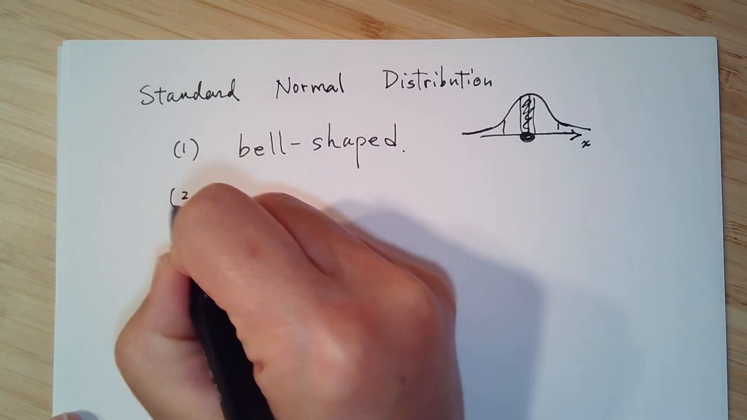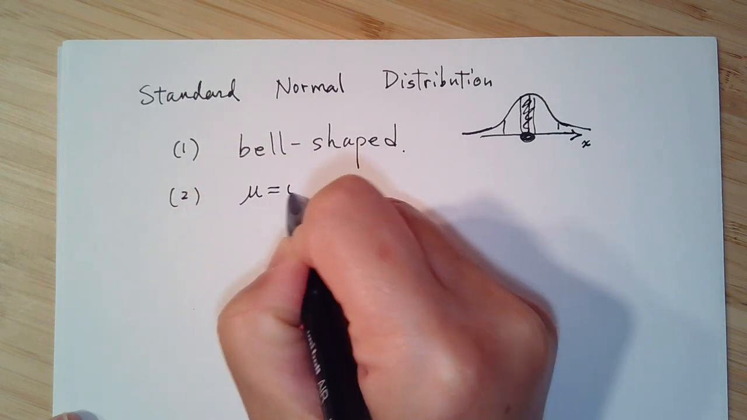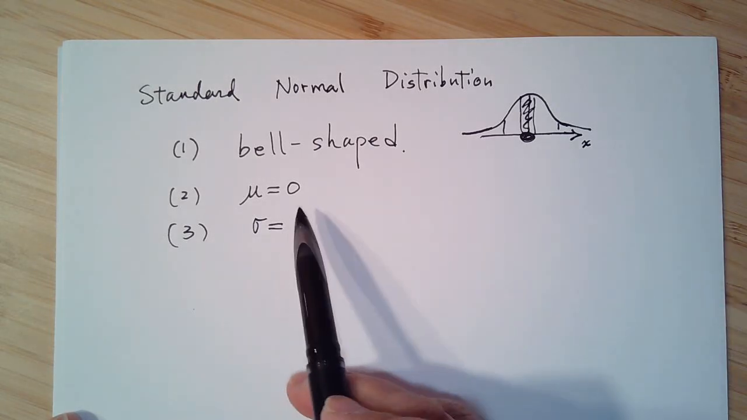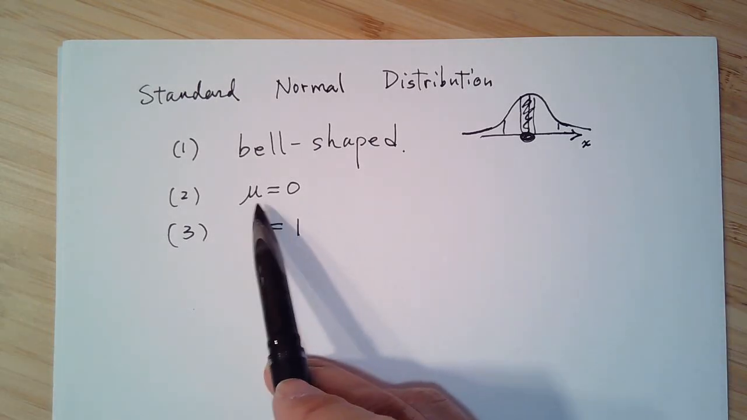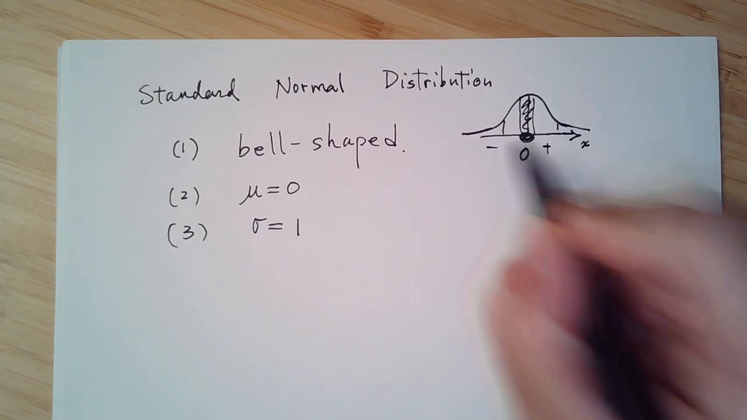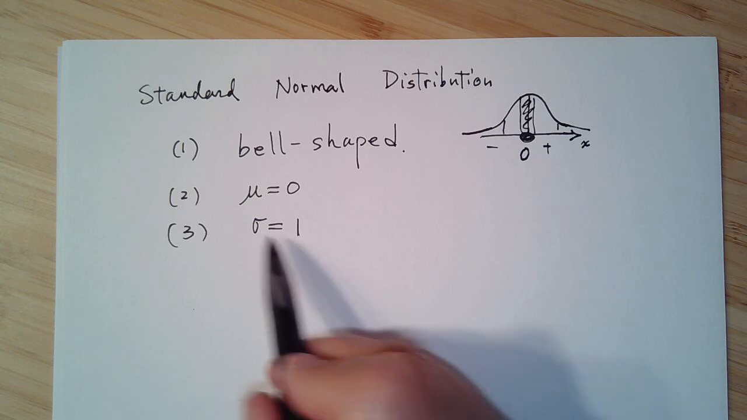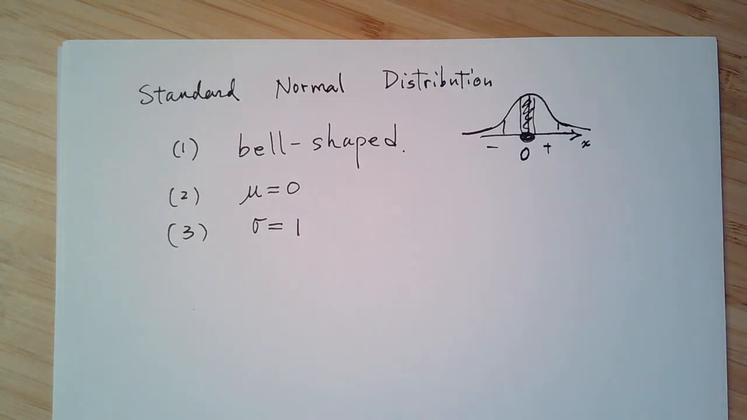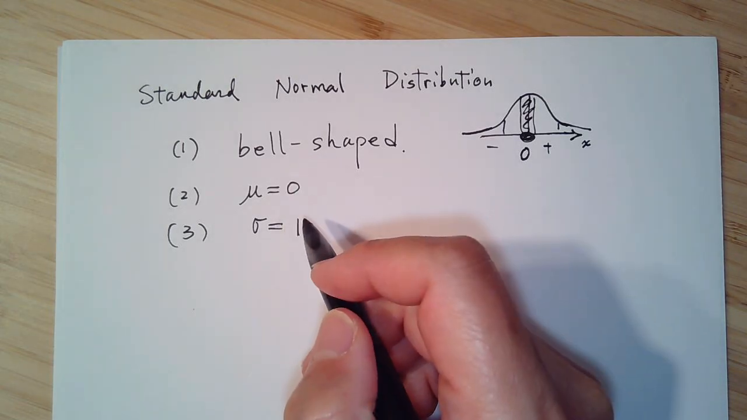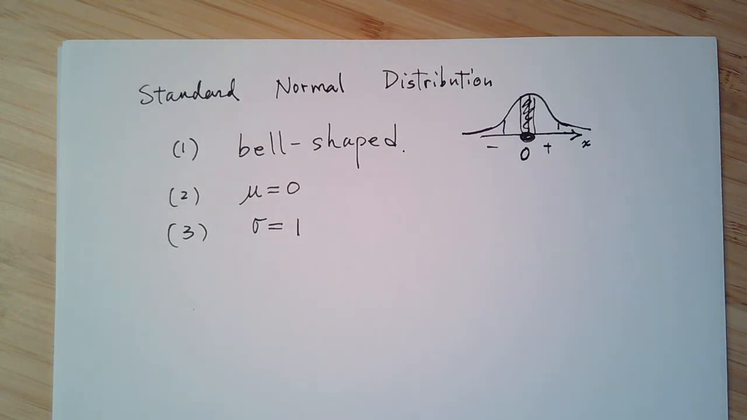The standard means the mean is 0 and the standard deviation is 1. So you can see that's very standardized, right? Because the average is 0, which means here is a 0, so here are positive and here are negative numbers. And sigma is 1, which means the standard deviation is 1. The standard normal distribution has a standard deviation equal to 1. So those are the 3 features of the standard normal distribution.